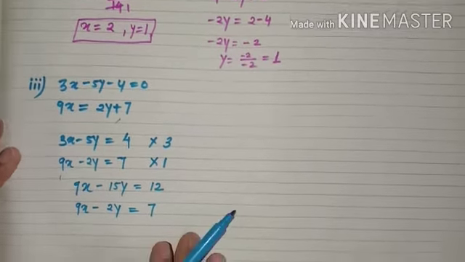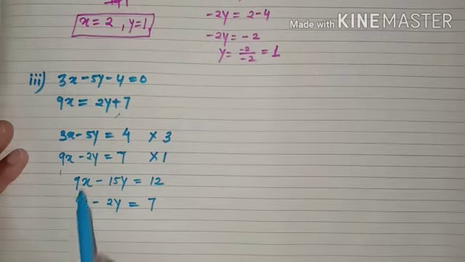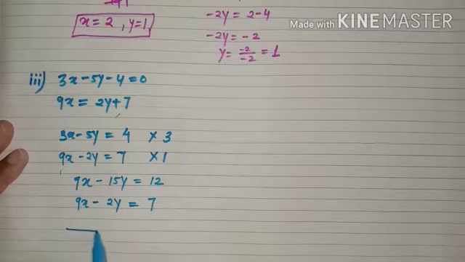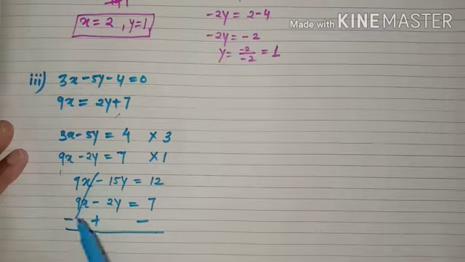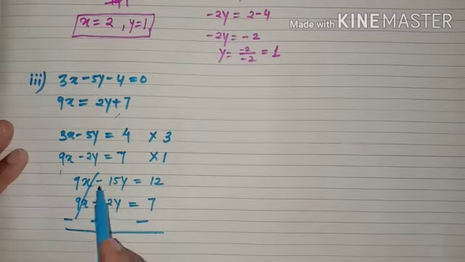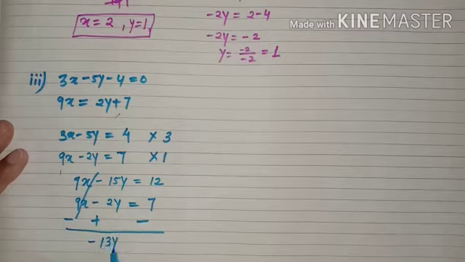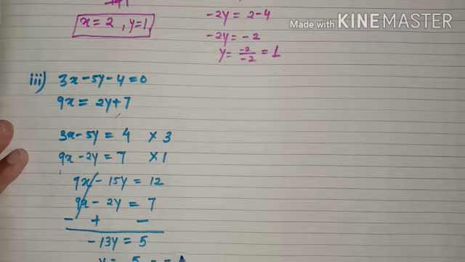As you can see, we will get the same coefficient with the same sign. Same sign means we will subtract this equation. This 9x cancels with this minus 9x, and we will get minus 15y plus 2y. It means minus 13y equals 12 minus 7 equal 5. So the value of y will be 5 upon minus 13. In standard form its value will be minus 5 upon 13.